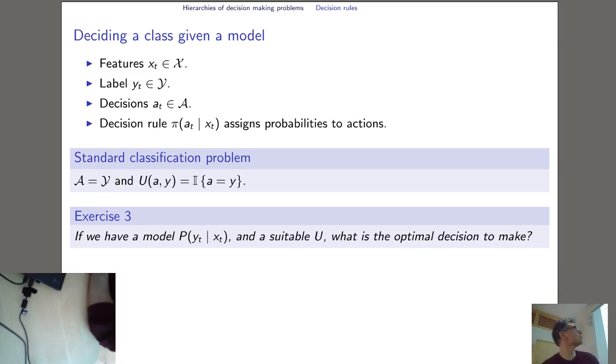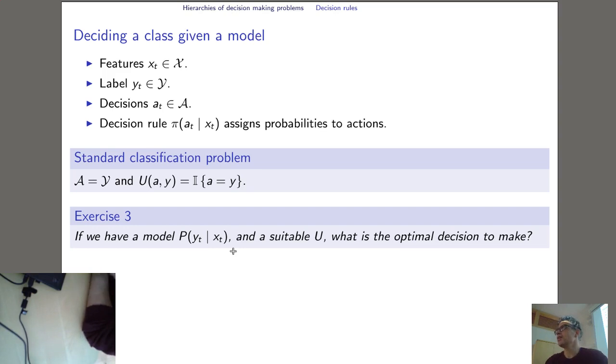So the idea is that you have a decision rule, and for every observation you have a different probability of taking a different action. In classical classification, you just say, okay, this is the class. Specifically, the actions you take are the same as the space of labels. So your utility is basically 1 when you predict correctly and 0 if you don't. This is what this says here.